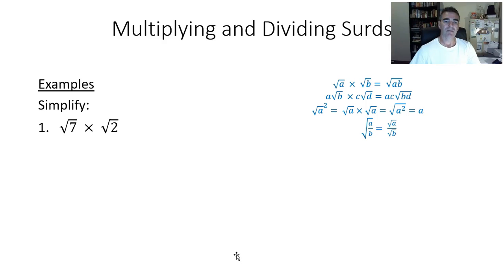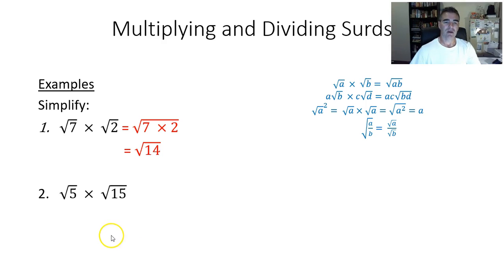So first example, square root of 7 times the square root of 2. Well, our rule just says let's multiply the 7 and the 2 together, so we get the square root of 14. Okay, that's the easy way to do it. And with practice, you don't need this set of working out here. We can just go straight from there to there.